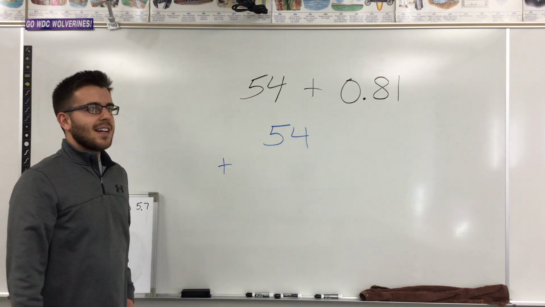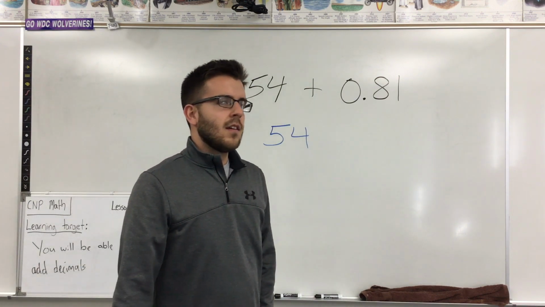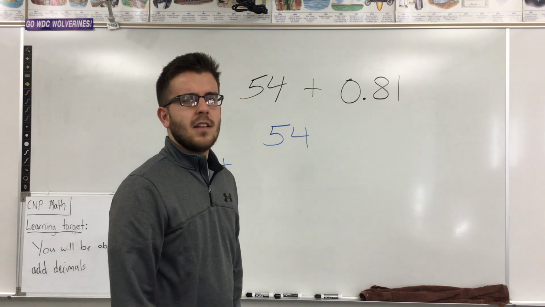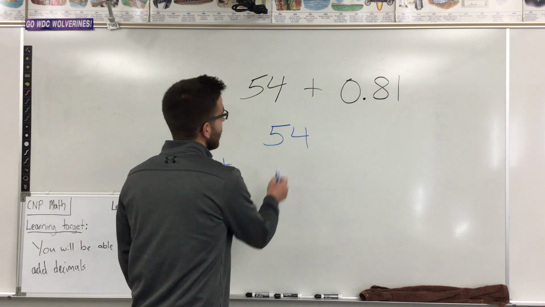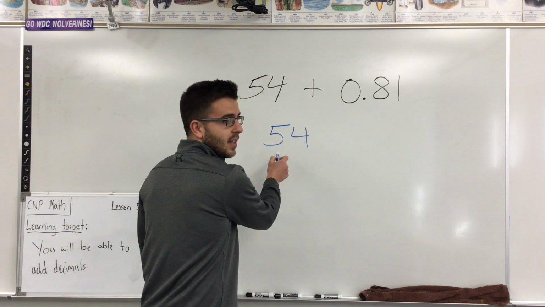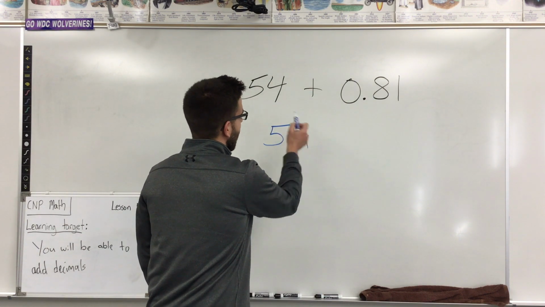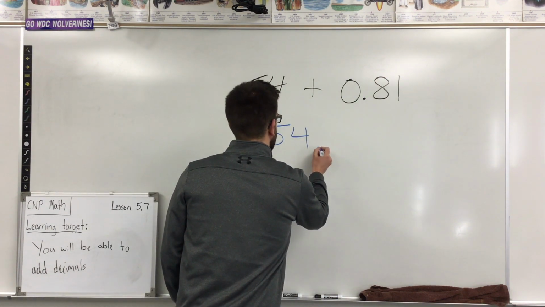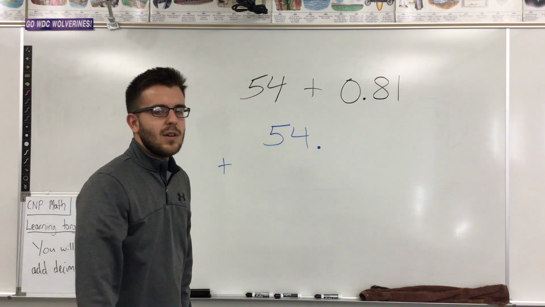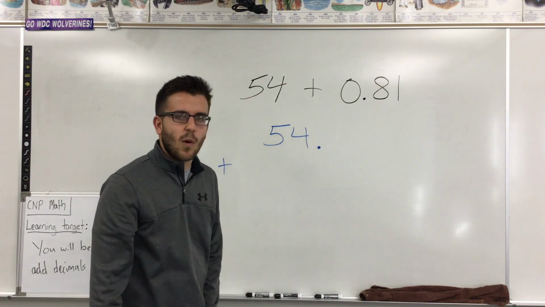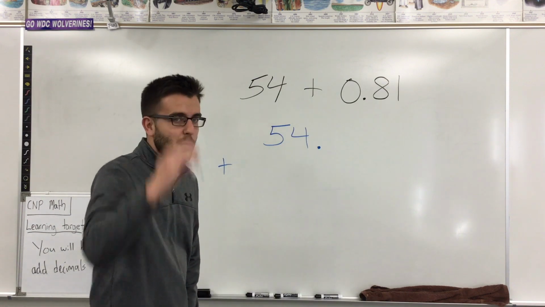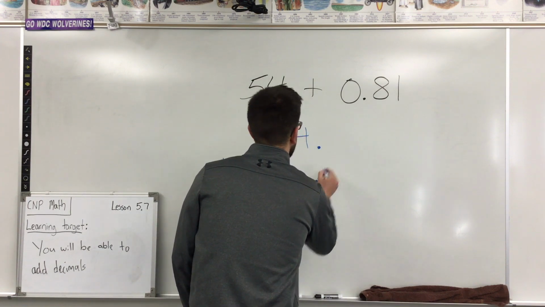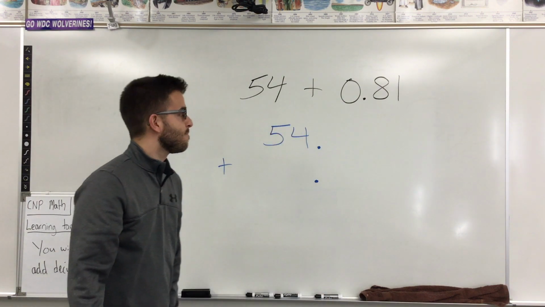Now, before I add that next number, you might be thinking, well, where's the decimal point in 54? There's no decimal point there. Well, we know that this is the ones place, this is the tens place, and we know that the decimal point always is to the right of the ones place. So we can put our decimal point right here, technically. We don't usually put it there when we have a number like 54, but we can put it there to kind of help us with this problem, okay? So I'm going to put the decimal point of this number right straight below it.